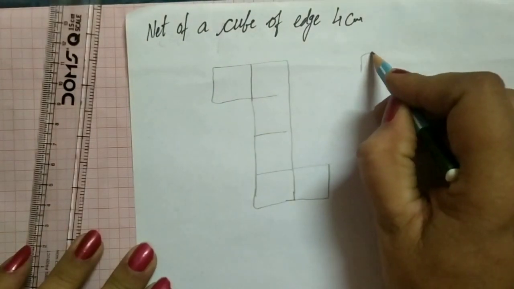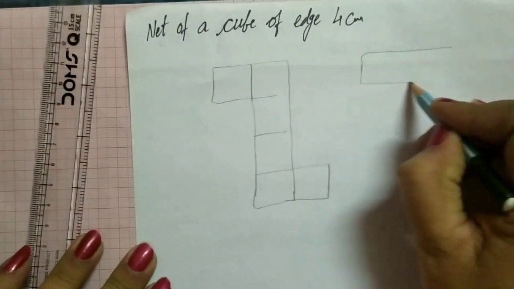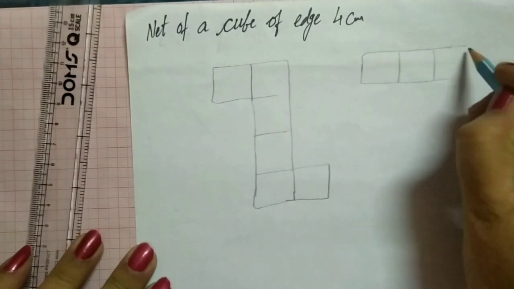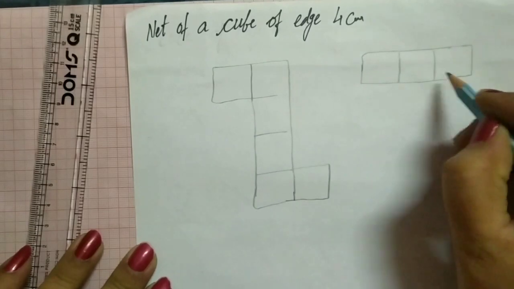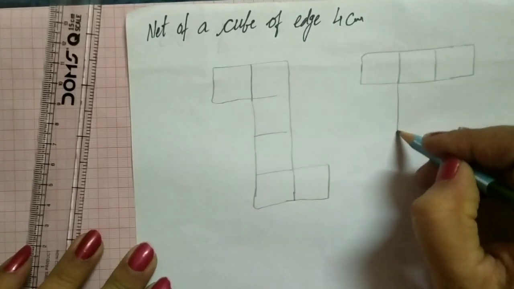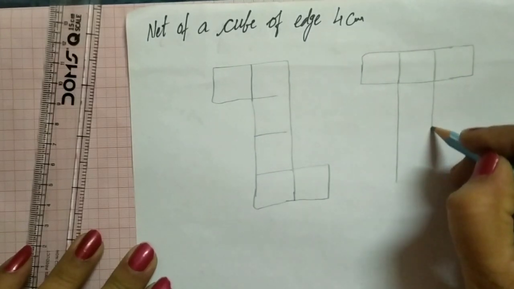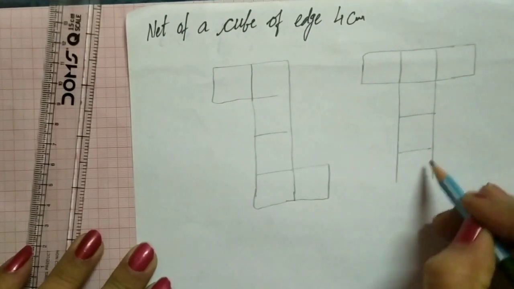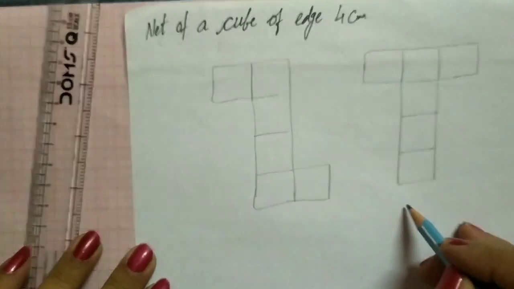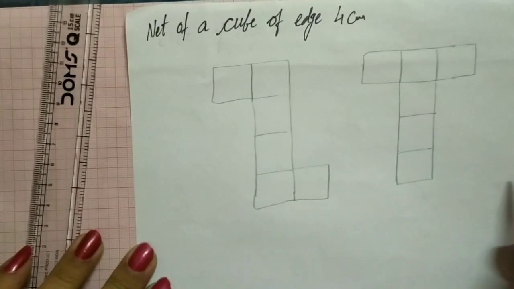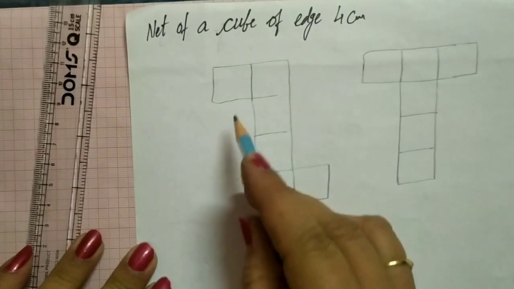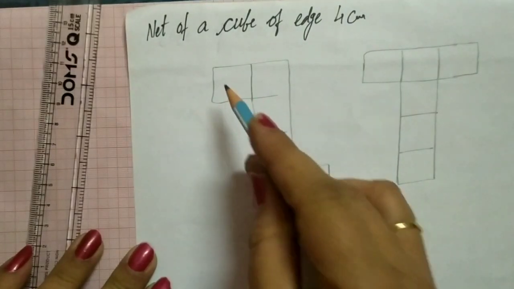Another way is that it can be drawn in this way, where you can attach 3 faces together on the top and the other 3 faces downwards. So 6 faces. This is also a rough sketch of the cube. Another way is that you can attach.